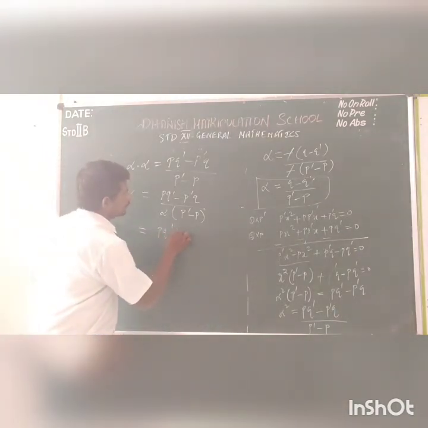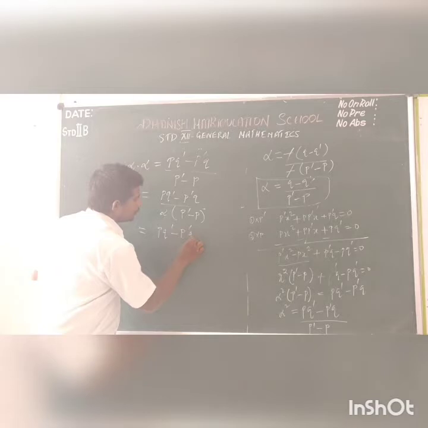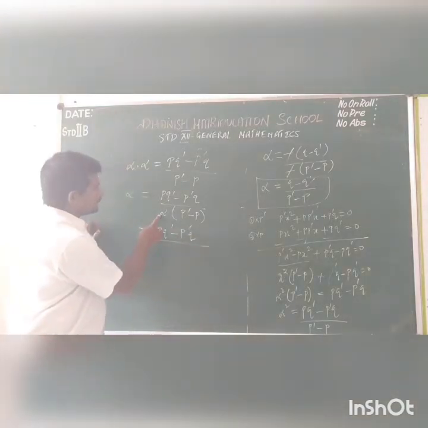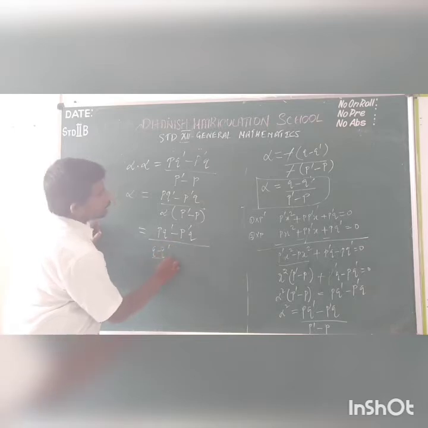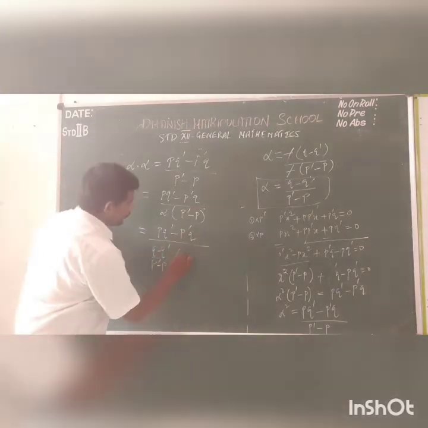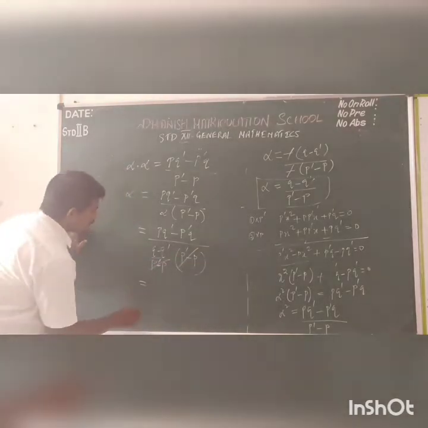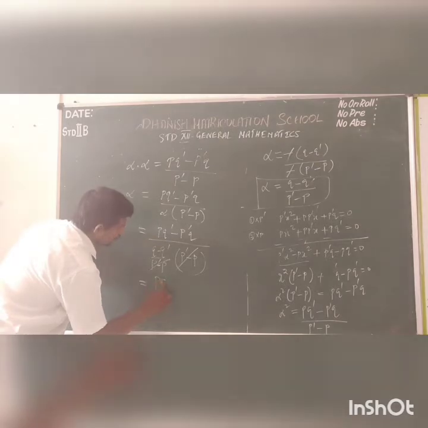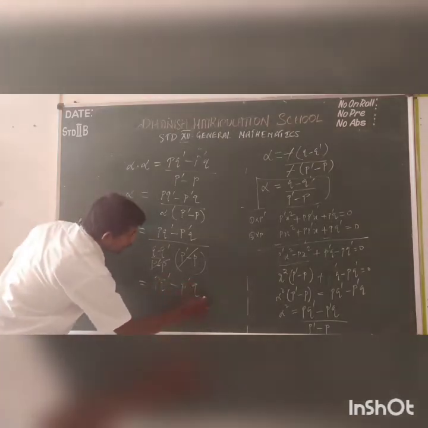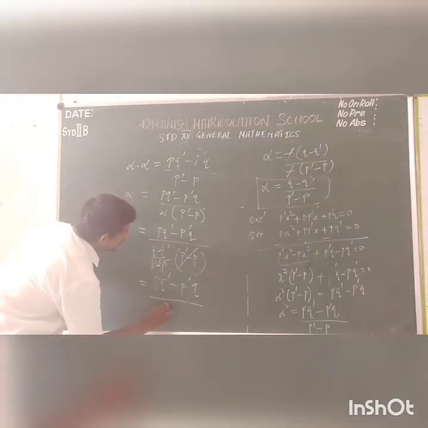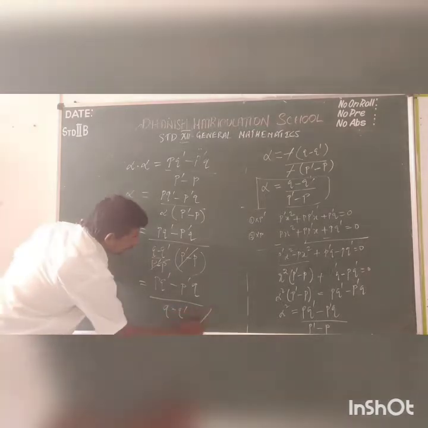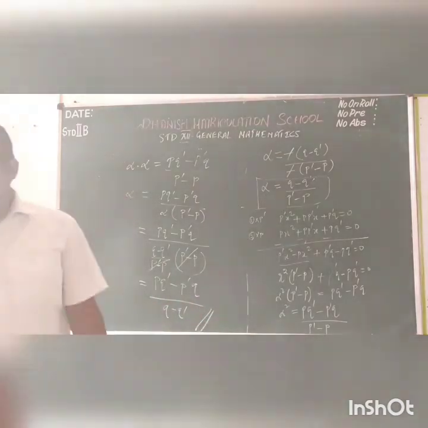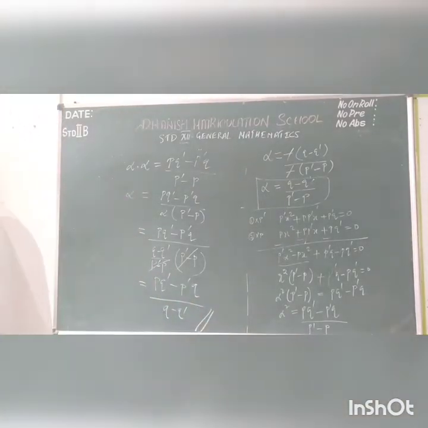(pq' minus p'q) divided by, instead of alpha I am going to substitute (q minus q') divided by (p' minus p), into (p' minus p). These two terms will get cancelled. The required answer is (pq' minus p'q) divided by (q minus q'). We got our common root alpha as it is.